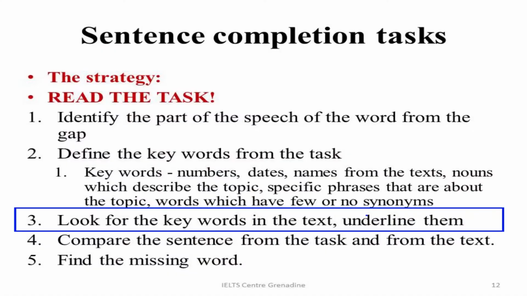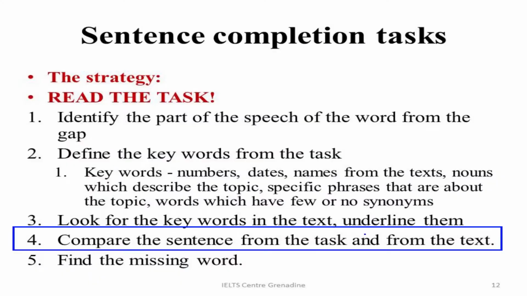Next step. You are going to look for the keywords in the text and underline them. Exactly those words that you underlined in the task, you are going to look for the same words in the text or their synonyms. But the word, for example, 75%, does it have many synonyms? No. One hint. It may happen that in the task it's written using numbers, in the text it's written using words, or vice versa. It's like a trick.